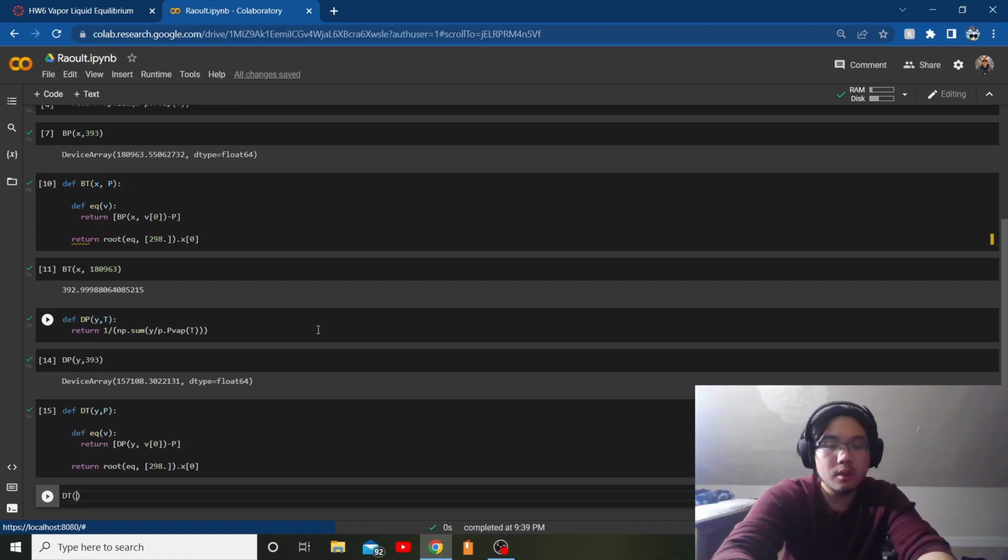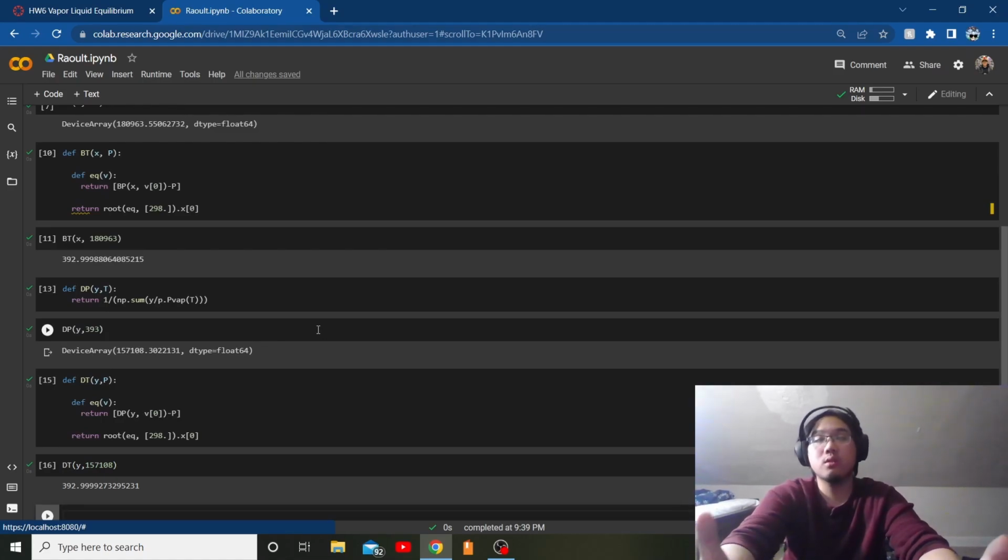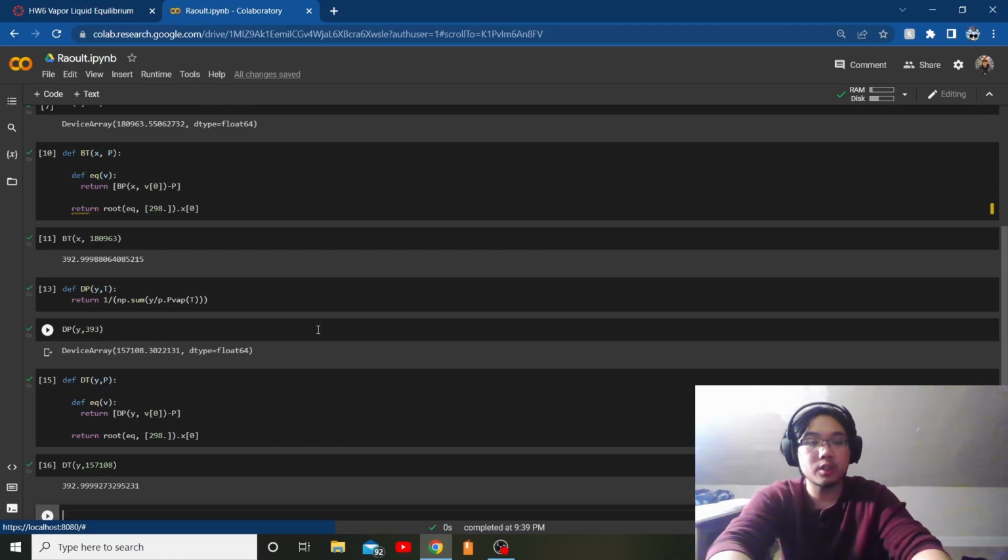And so just to make sure that we did this right, we can compare it to the other value that we got for dew pressure. So if we put in 157, 108, we should get 393, which we do. And so, as you can see, the functions for these aren't actually all that complicated. Thankfully, with the tools that Python has, we can circumvent the route that we could have done, in which we had to substitute the end-to-end equation into the pure component vapor pressure.